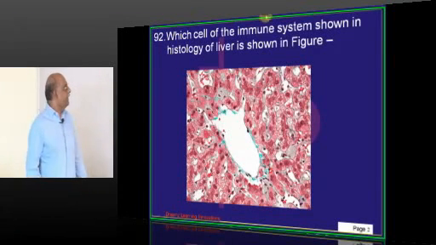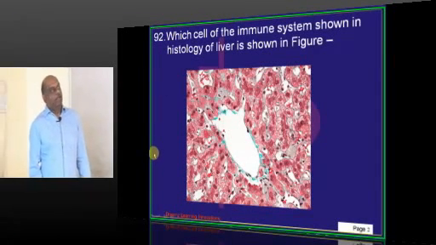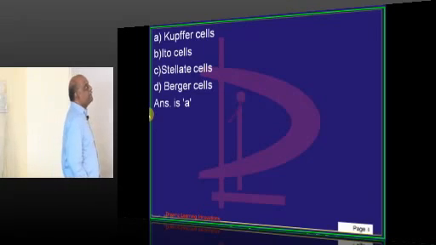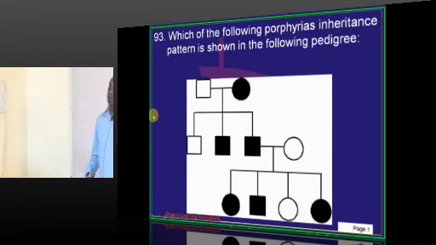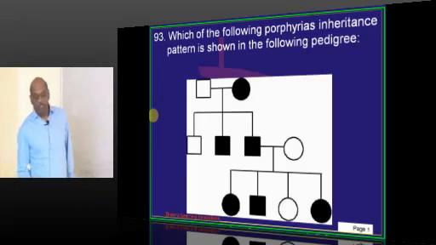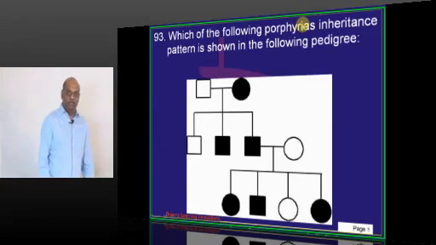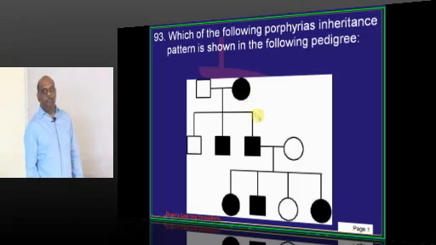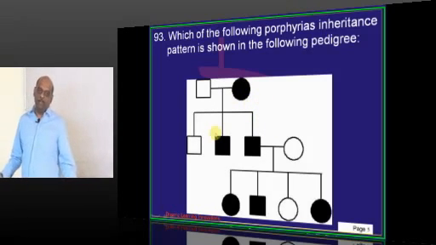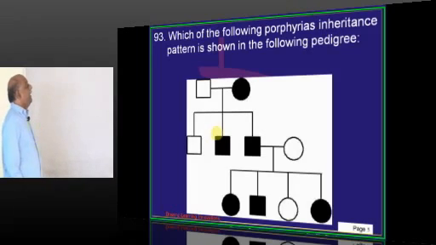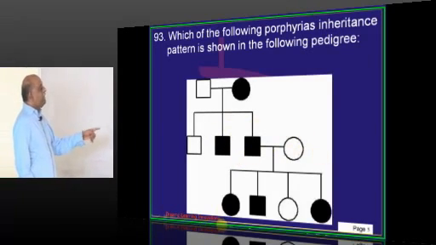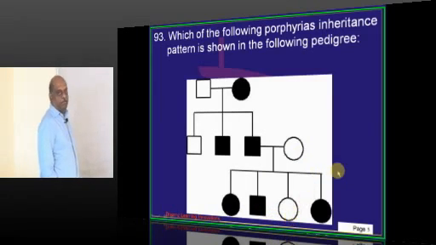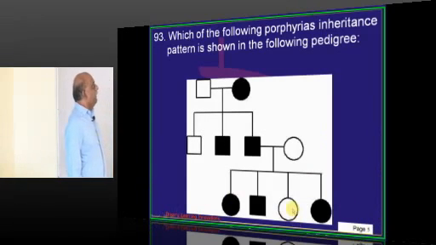The cell of the immune system is the one shown in the histology of the liver. You know that Ito cells are the ones associated with vitamin A storage, and Kupffer cells are the ones which are part of the immune system. You should recognize the type of inheritance pattern. Fundamentally, a female is affected means it is not X-linked, unlikely to be X-linked recessive. And whether a male or female child is affected also says it is autosomal but not X-linked.